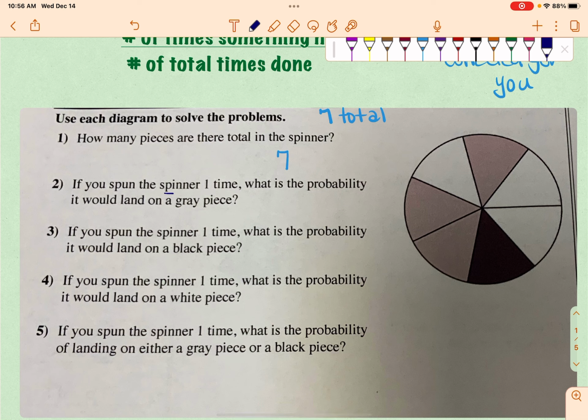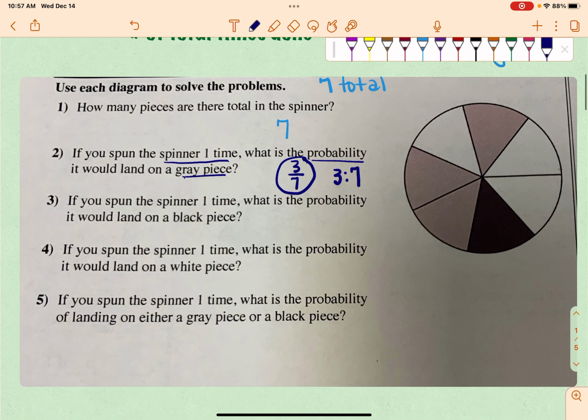It says if you spun the spinner one time, what is the probability that it would land on a gray piece? So if I look over at this right here, I can see that I have 1, 2, 3 chances that it happens out of 7 total. Now, anytime you have a fraction, just like we do with anything else, you always want to check to see if you can reduce. So this time I can't. So I have a 3 out of 7 chance. Now, sometimes people write it like this. That would also be a way to write it, just so that you realize those are both showing the same thing.